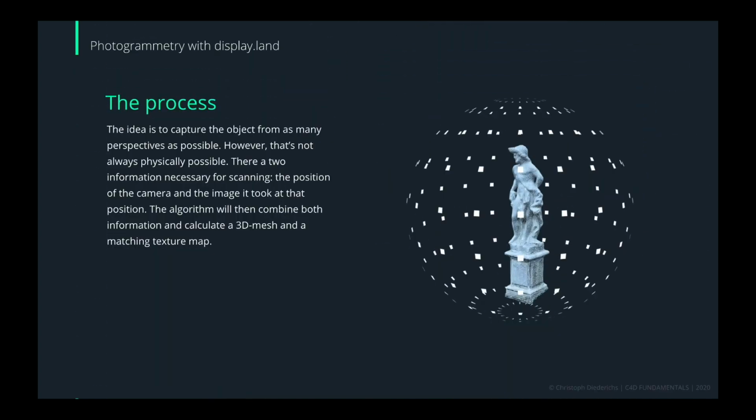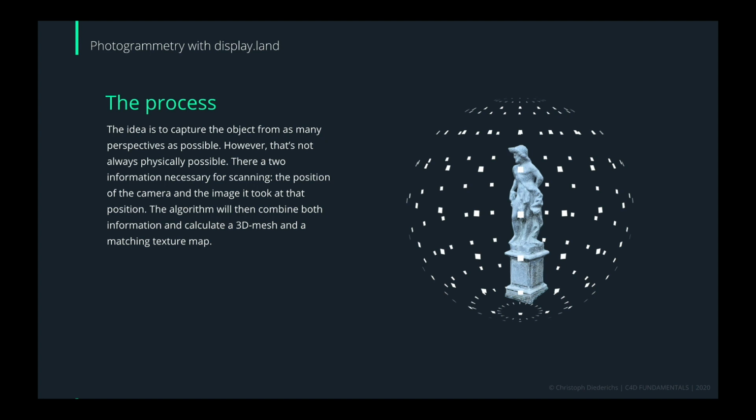So the process, as I mentioned before, or the idea behind it, is basically simple. You just take as many pictures as possible from as many different perspectives as possible. Although that might not always physically be possible, that's always the goal. And then there are basically just two pieces of information the algorithm needs to create the 3D shape and the texture out of it, and that is the position of the camera and the image it took at that position.